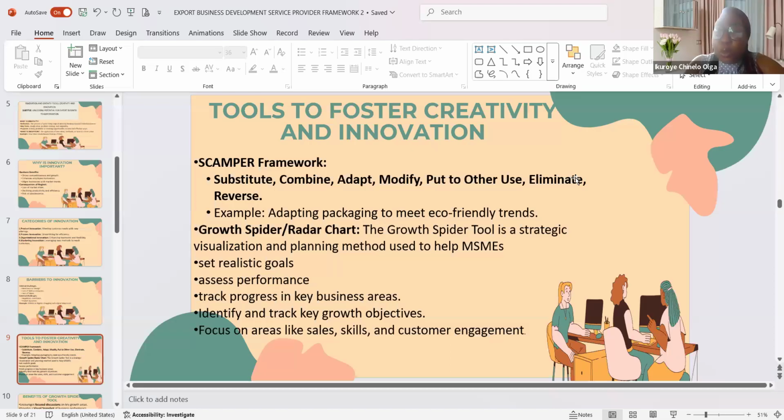So these are the tools that, like I talked about innovation, are new tools that have been innovated. If you have these tools and you use them, they will help you know where your business stands, if you're progressing, if you're declining, where you need to improve, where you don't need to improve.